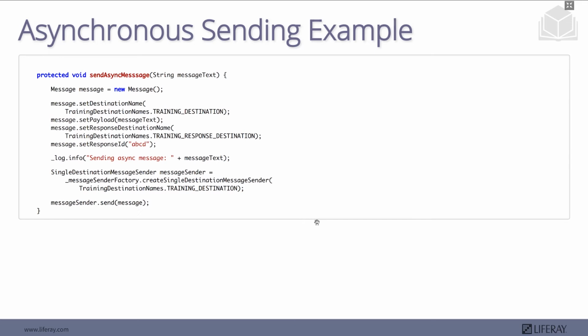So, sending a message asynchronously, we're going to have our method here. We create our message. We set where the message is going to be sent, what destination, and then towards the bottom we're going to create this message sender object. We create it using that specific class that we mentioned earlier, single destination message sender. We pass the parameters of where we're going to be sending the message, and then we call that message sender object to send the message.